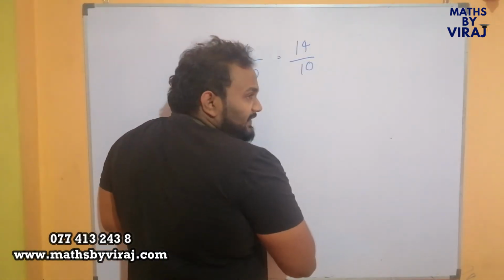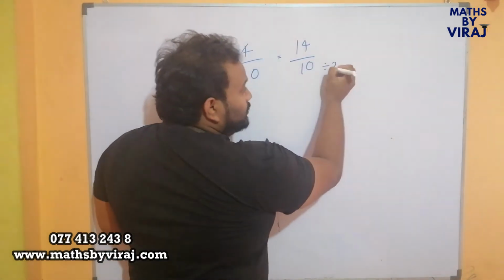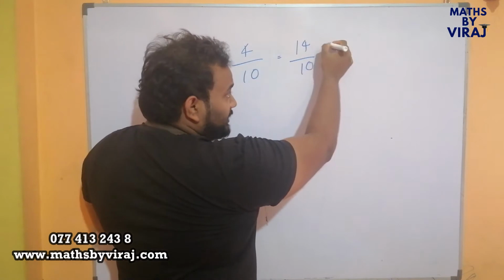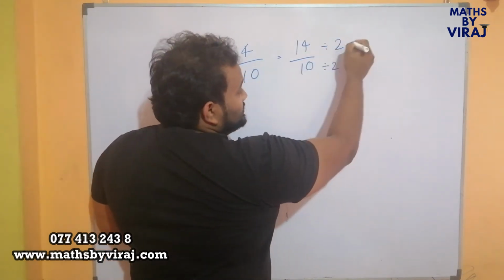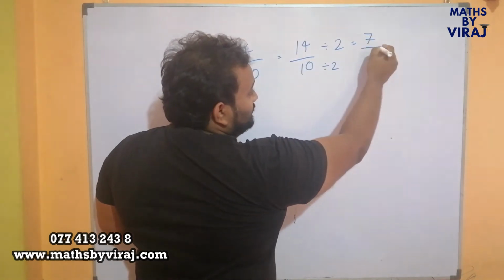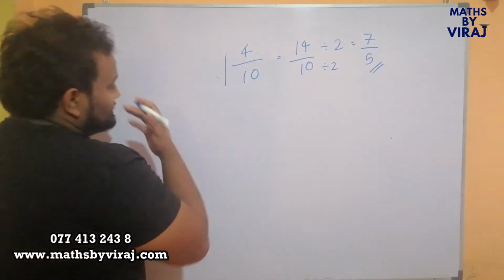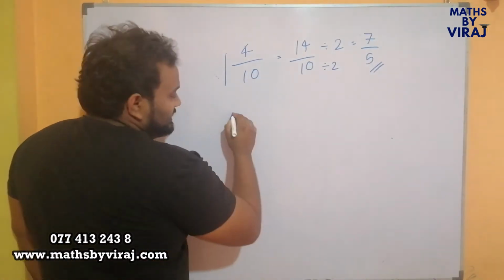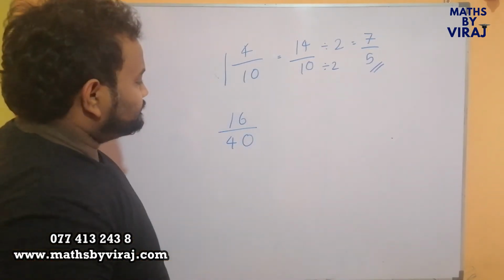Now if you want to simplify this, both are even numbers, so you can divide the bottom by 2. If I divide the denominator by 2, I should divide the numerator by 2 as well. So the answer is 7 over 5. Simple.